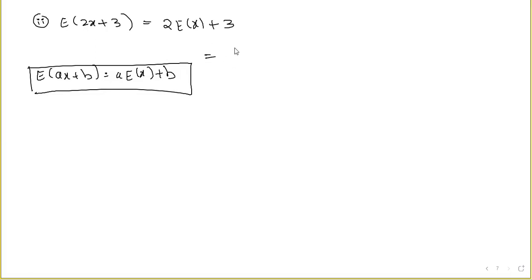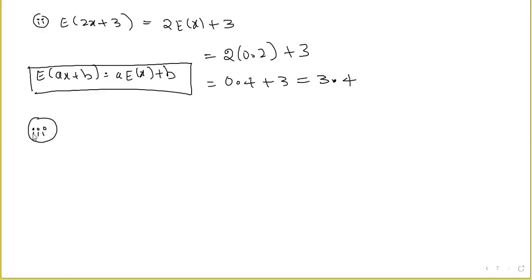By our previous knowledge we know that the expected value is 0.2. So this will be 2 into 0.2 plus 3. This is nothing but 0.4 plus 3. The answer will be 3.4. Those who are trying, I think you got the same answer. Yes, sir. Okay. Next, the third one.